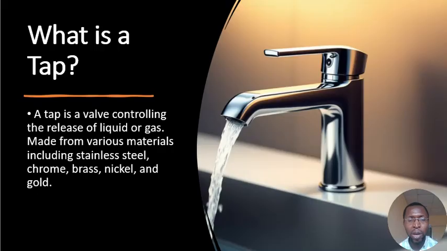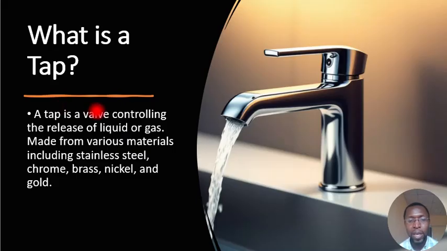Now, firstly, let's talk about what a tap is. What is a tap? As we see in the diagram, a tap is a valve controlling the release of liquid or gas. You could see that liquid here being released by a tap. So it's a valve that controls the release of either liquid or gas.